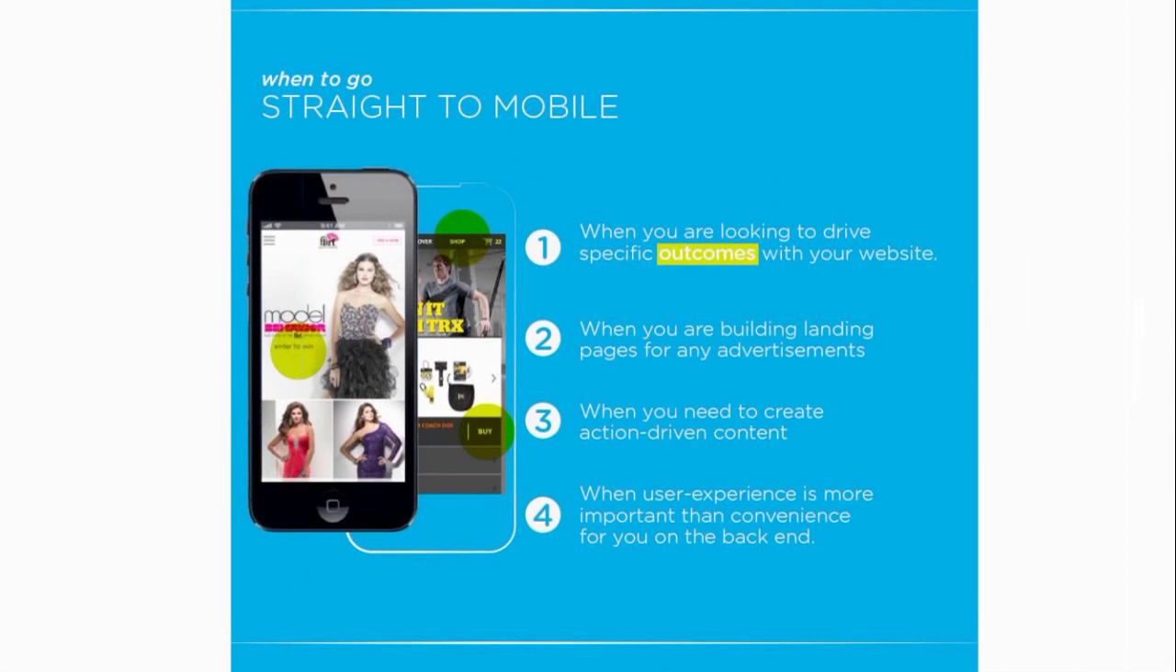Straight to mobile is right for those that are looking for an action. All right. Maybe you don't want somebody to buy something or visit your store. Maybe you want them to share something. Well, you can control that message, and you can make that an action item, and you can do that easier with STM than responsive.